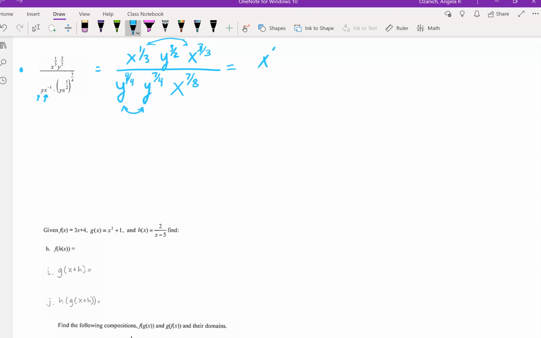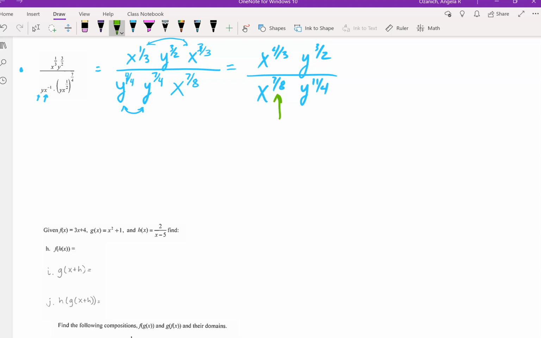x to the 4/3, right? And y to the 3/2 in the numerator. In the denominator, it looks like I'm going to have x to the 7/8. I'm just going to line those up. And y to the, what is that going to be? 11/4. Okay, perfect.